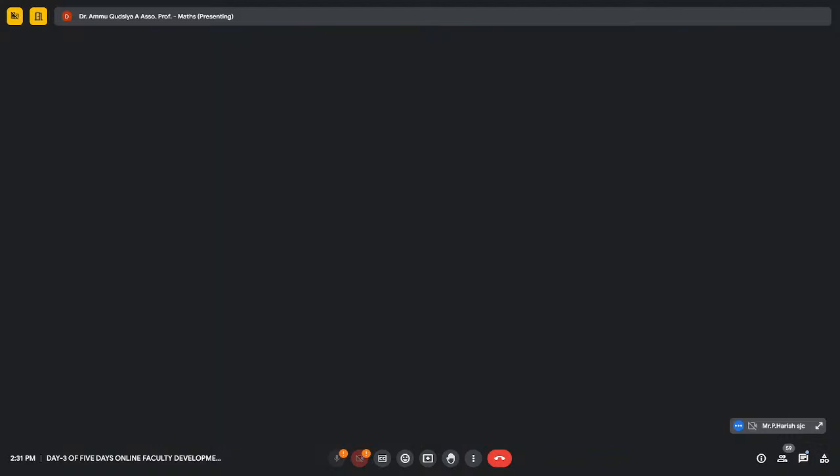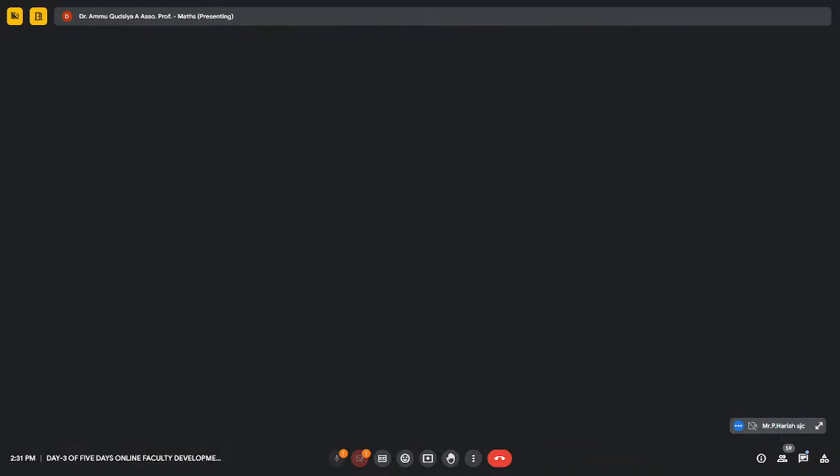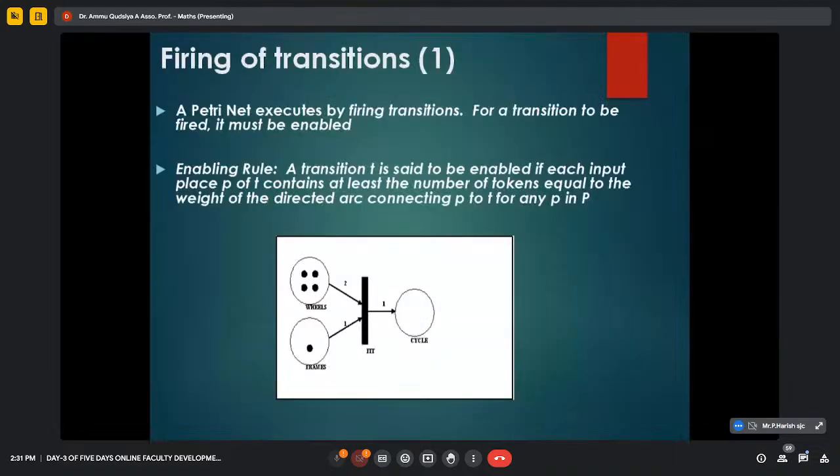What is that enabling? A transition T is said to be enabled if each input place P of T contains at least the number of tokens equal to the weight of the directed arc connecting P to T. If you see this graph, on each and every arc, I have put a number. On the first arc, I have put number 2. The second arc, I have put number 1. And again in the output arcs, I have put number 1. This is the weightage of the arc.